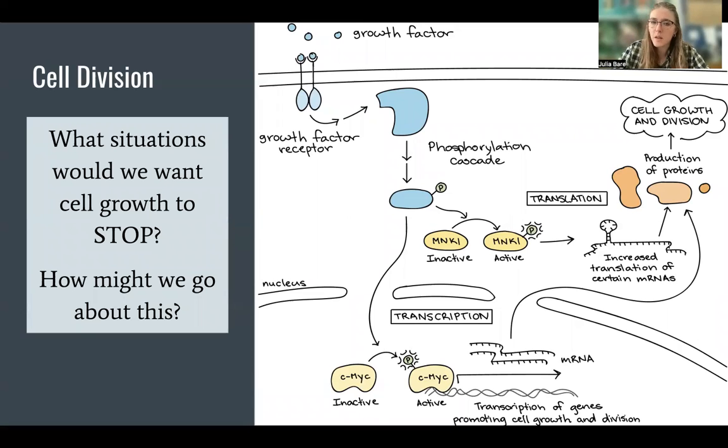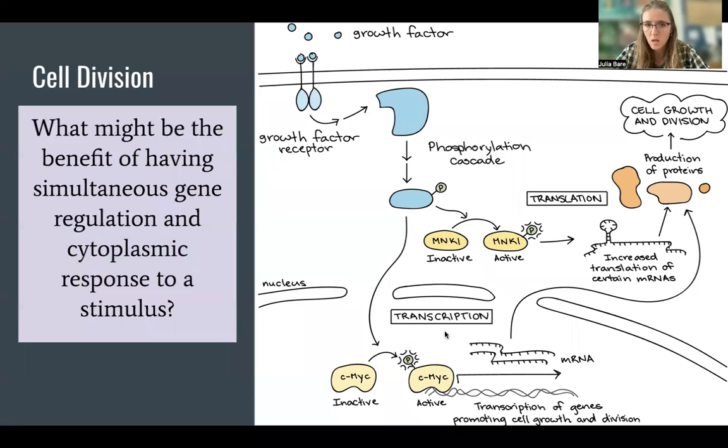Well, we can stop a cell from dividing by inhibiting growth factors. We can stop a cell from dividing by inhibiting these proteins, so MNK1 or CMYC. Those are all proteins that we could potentially inhibit, but the best way is going to be to inhibit or somehow change the growth factor, because that's going to stop this whole process from happening.